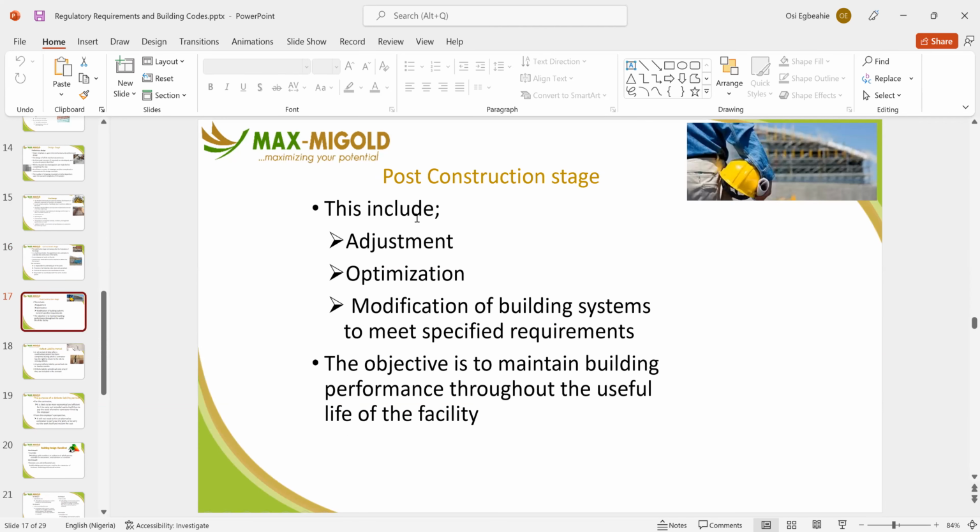Post-construction stage. This includes adjustment, optimization, modification of the building system to meet specific requirements. Sometimes you may need to do some level of adjustments here and there.